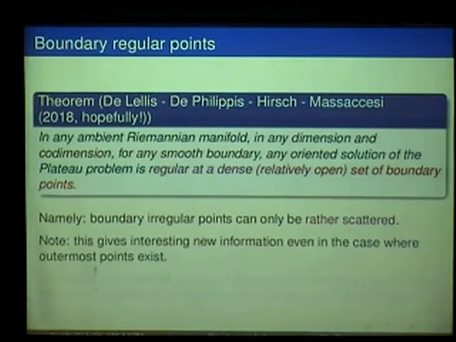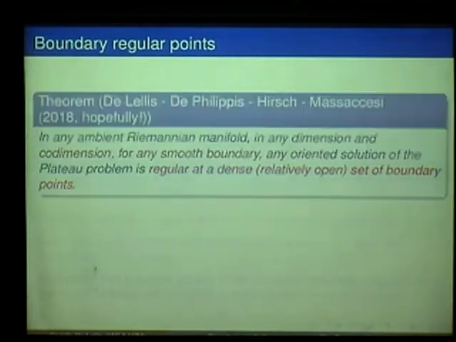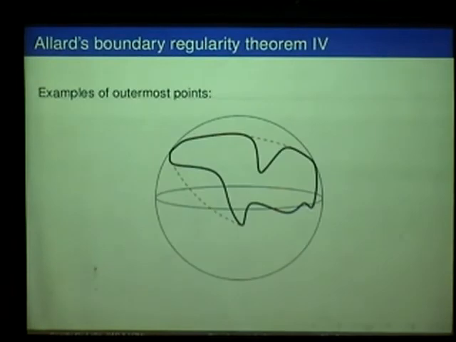Note that this is actually giving you interesting new information, even in the case where you have outermost points. So if you go back to this example, Allard was giving you full regularity over here, but it was giving you no information here, where you have no barriers. So now our theorem tells you here there might be singularities, but there is a dense open subset of this curve where you actually have regularity.